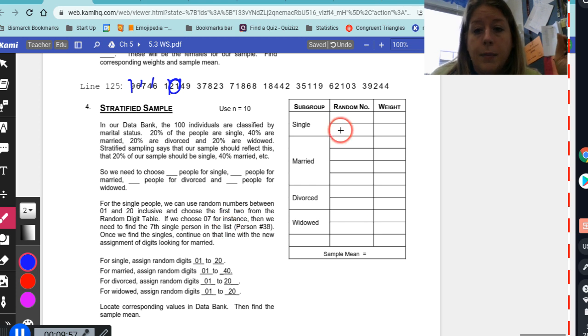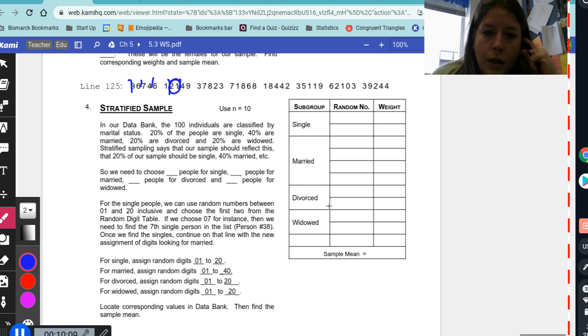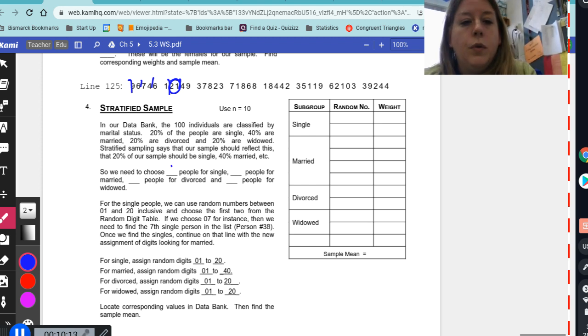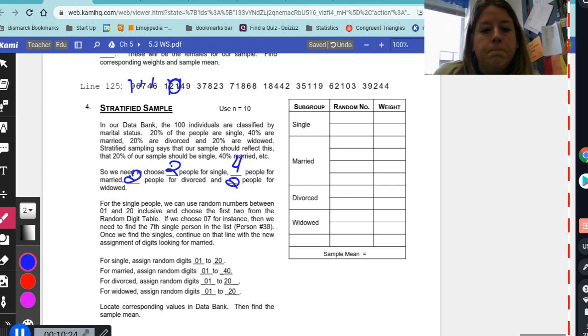The same kind of thing is going to happen here. We're breaking it up into subgroups based on marital status and comparing those weights. Maybe divorced men are heavier than married men. Let's find out. So we need to choose 2 people for single, 4 people for married, 2 people for divorced, and 2 people for widowed based on these percentages up here, 20, 40, 20, and 20. It has told us how to assign these numbers.